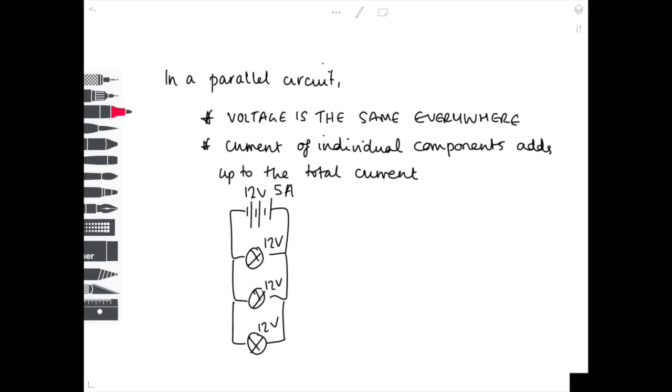In terms of the current, pretend that was a 2 amp bulb, and this was a 2 amp bulb. Well, we know because it has to add up to the total current, this lamp down here is slightly different in that it has a current of 1 amp.